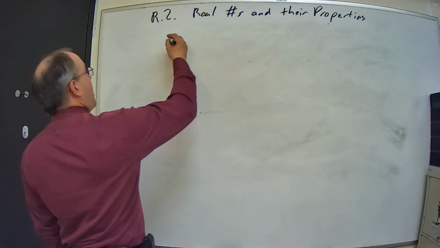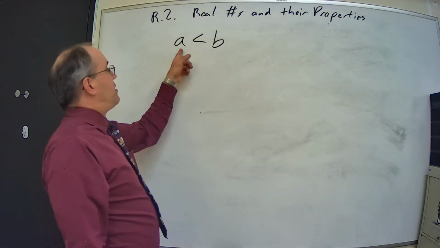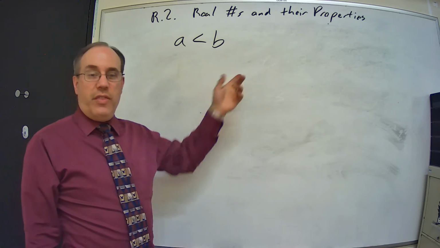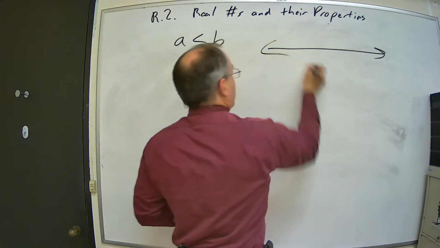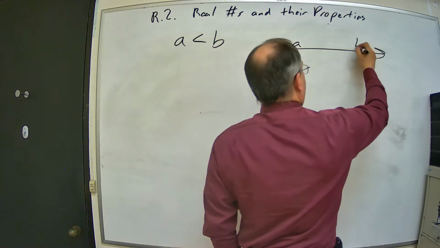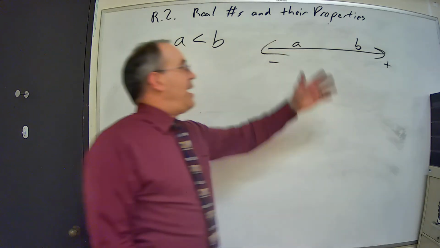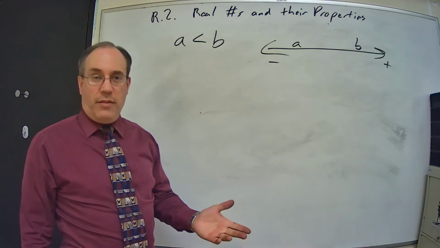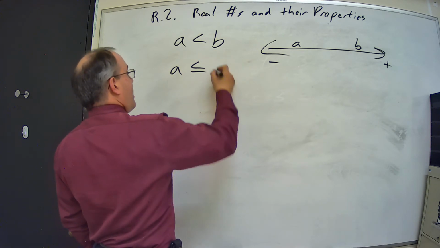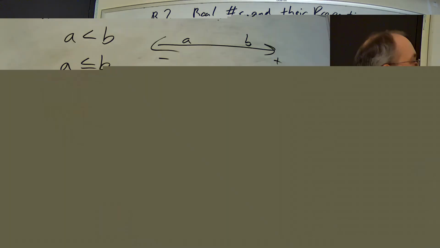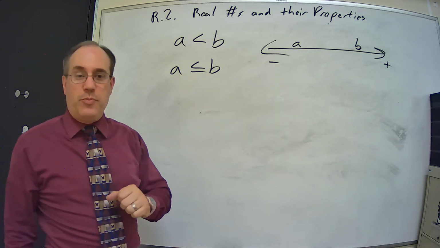So inequalities, we have A less than B, which says that A is more negative than B. It can be positive. It's more negative, or if I put a number line here, all it says is that A is to the left, and that's negative, that's positive. A is to the left of B on the number line. A less than or equal to B means A is either to the left of B, it's either more negative, or it is the same as B.